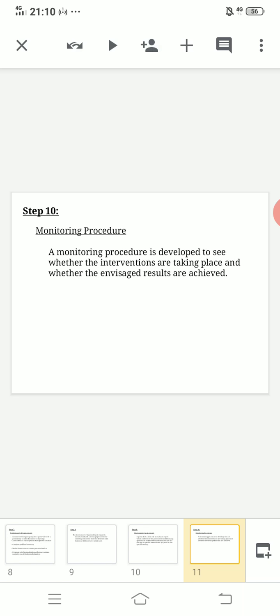A monitoring procedure is developed to see whether the interventions are taking place and whether the envisaged results are achieved or not. This is all about step 1 to step 10, which addresses the IWRM process.